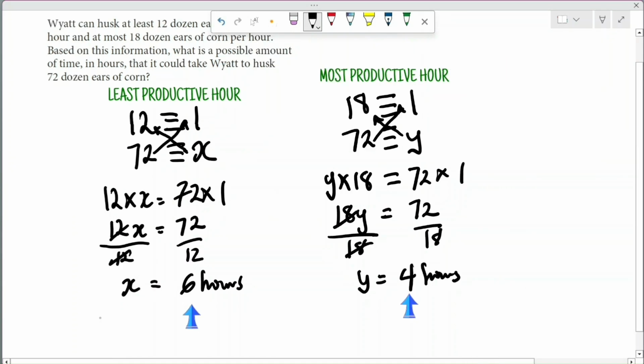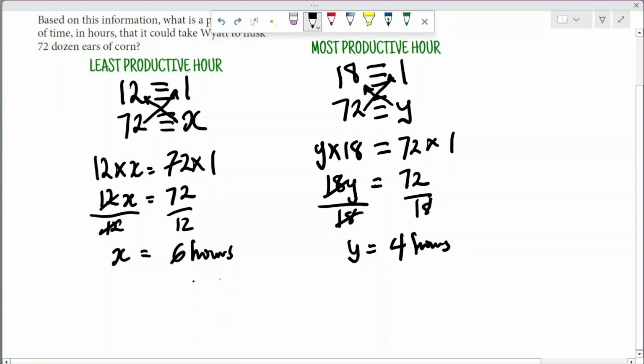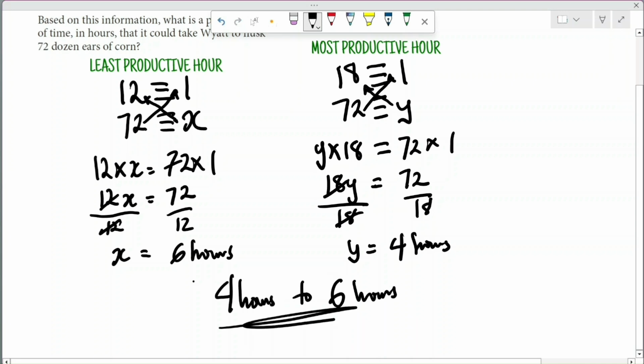We now see that we have two answers. At the rate of his least productive hour, he will do 72 dozen ears of corn in 6 hours. And at his most productive hour, which is 18 dozens per hour, he would husk 72 dozen ears of corn in 4 hours. The answer to this question, which is the possible amount of time in hours it will take Wyatt to husk 72 dozen ears of corn, is between, or we can say from 4 to 6 hours. So we have an answer as from 4 hours to 6 hours. Hope you understand.